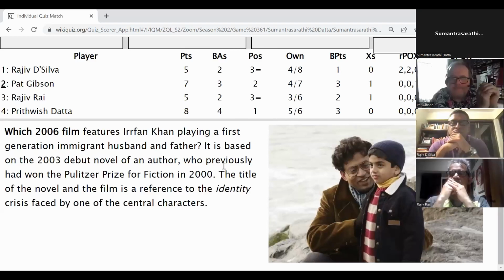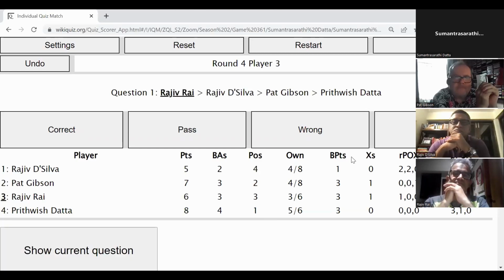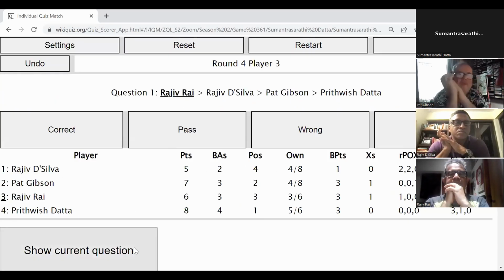The White Tiger. White Tiger, Rajiv Rai. Namesake. Namesake by Jhumpa Lahiri. Correct? That's the correct answer. And Rajiv Rai, your direction.